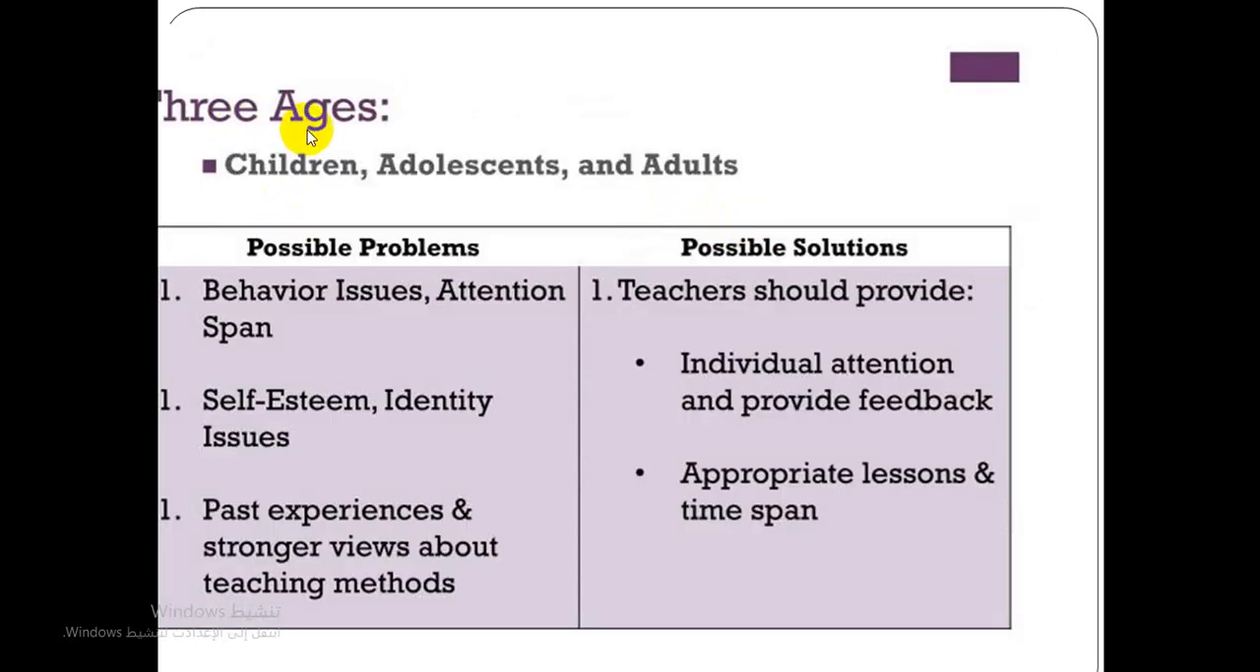Three ages. Here we have 3 ages for learners or students. Yes, here we have children, adolescents, and adults. As we know, children don't just focus on what is being taught, but also learn all sorts of other things at the same time. They are taking information from whatever is going on around them.